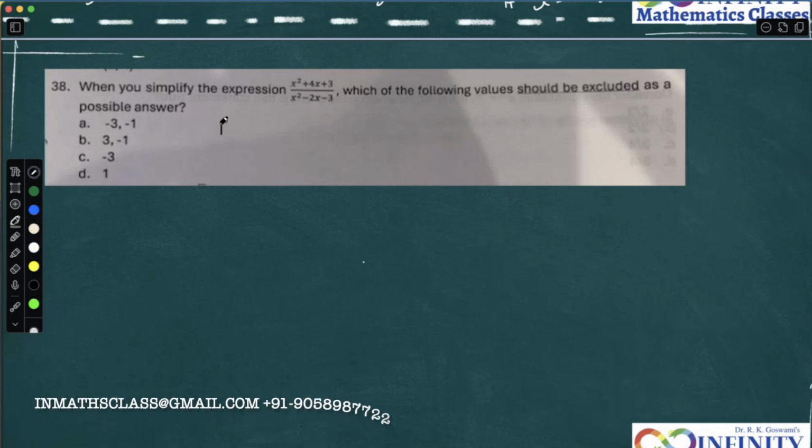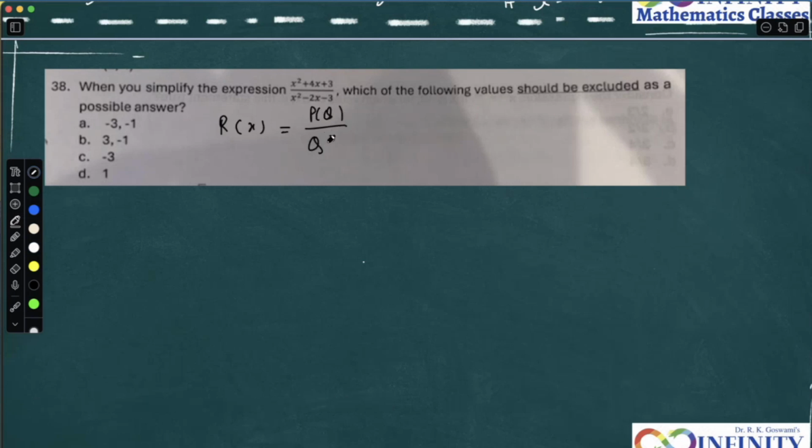Remember again, whenever we talk about a rational function, it is like a polynomial in the numerator, polynomial in the denominator. I only have an issue whenever my q of x is 0. So my denominator should not be 0. Then only the rational function is defined. So in order to tell what are the possible values we should exclude, I should solve the denominator by equating it to 0. I should solve this relation.